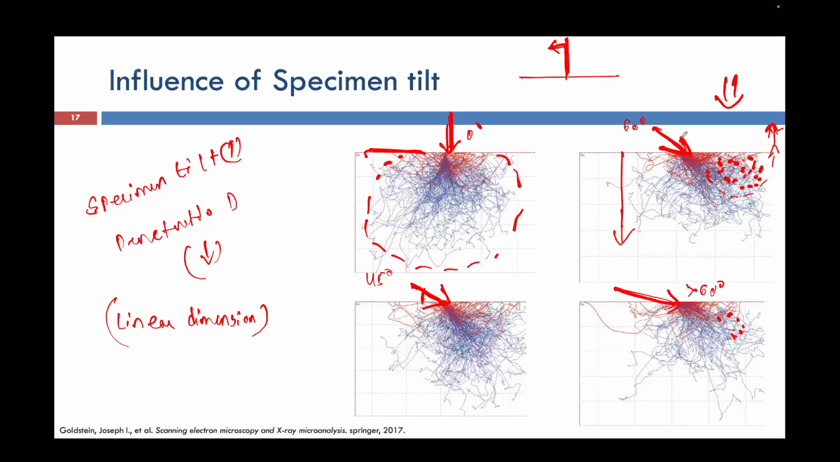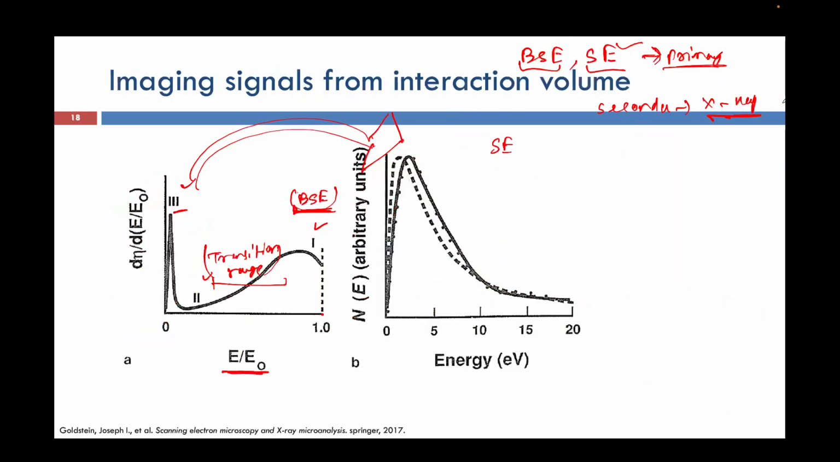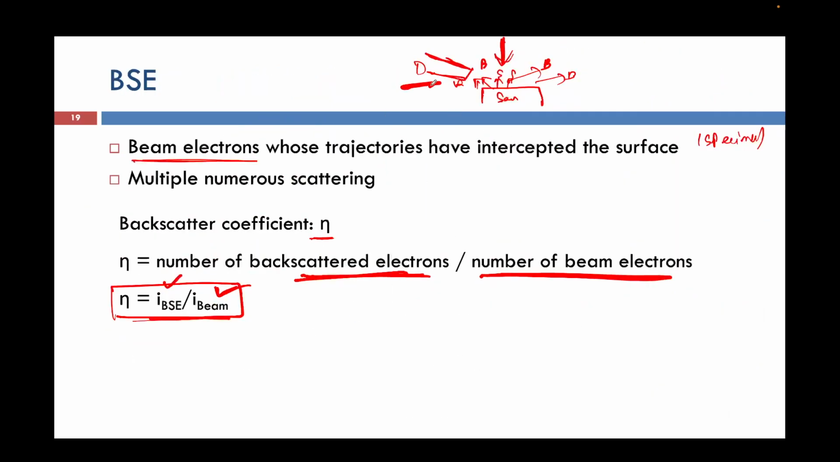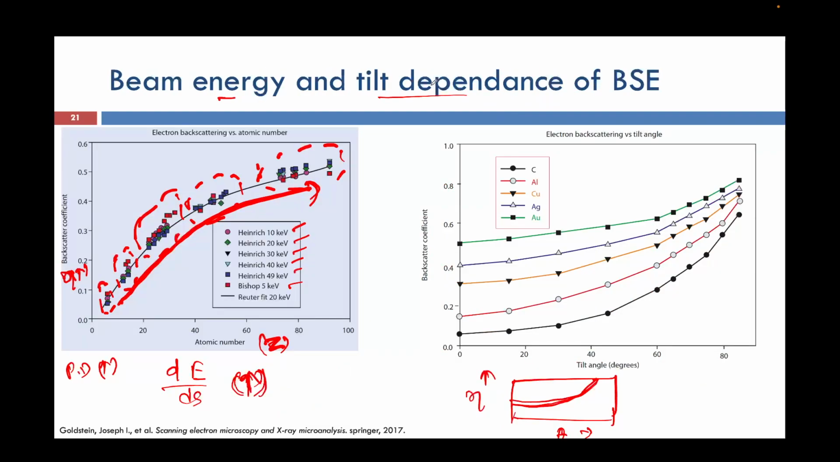As my tilt angle increases, there is less chance that my electrons will go to a large penetration depth. In that case, they will undergo fewer elastic or inelastic scatterings and go out of the specimen. Once it goes out, I will have my detector here and I will get the backscattered electron. So the dependence of backscattered yield on tilt is monotonic. It increases monotonically. This image is for a single element, and these are for different elements.